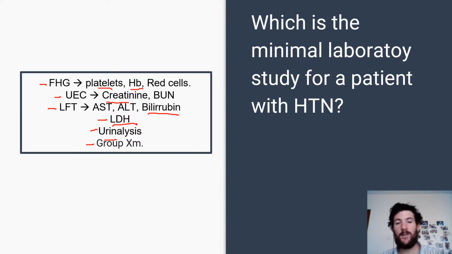The urinalysis also is important to assess the proteinuria, and the group and cross-match in the case that the patient needs to, for example, go to an emergency CS, or in the case that the patient needs transfusion because she starts bleeding a lot, or she started with a DIC and she needs fresh frozen plasma, etc.